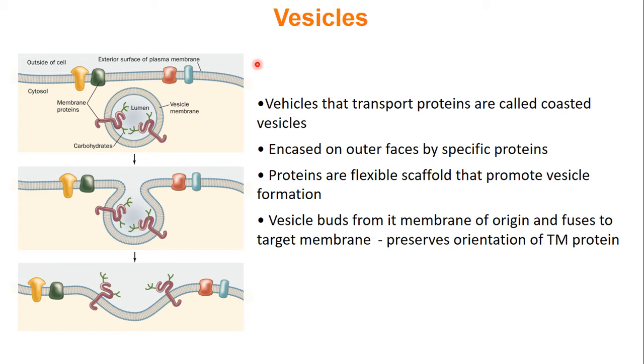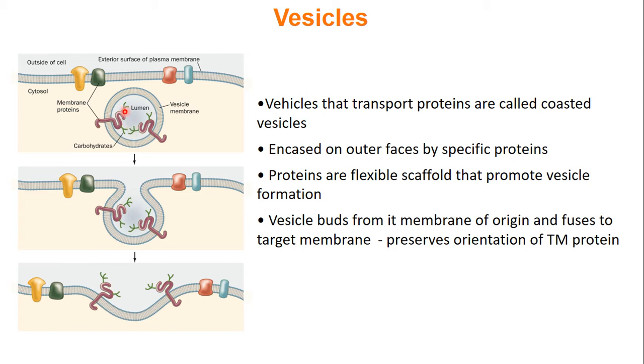Now, the things that are transporting our proteins are called vesicles, and they are coated with proteins, so coated vesicles, not coasted. On the outer faces of these vesicles, we have specific proteins that make our vesicles, and we'll talk about those specific proteins in a minute. These proteins are flexible scaffolds that promote the formation of our vesicles. The vesicle will bud off from whatever membrane it came from and fuse to its target membrane. This will actually preserve the orientation of our transmembrane protein.